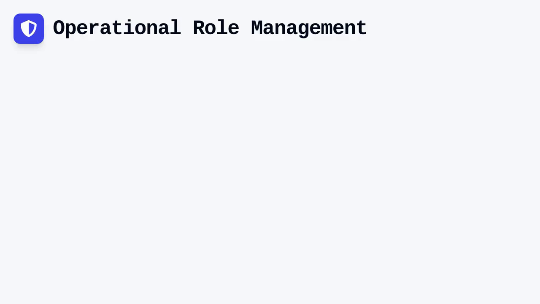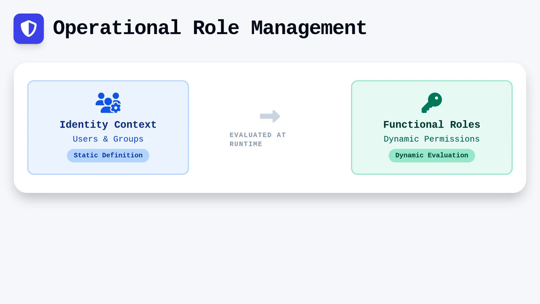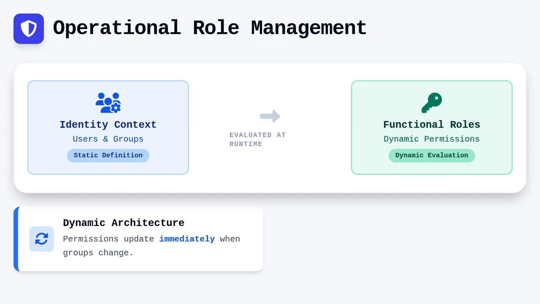Managing operational roles is distinct from user and group management because roles are dynamic entities evaluated during request processing. While users and groups provide the identity context, roles encapsulate the functional permissions required to perform specific actions on server resources. You define these roles based on conditions, which often include checking the group membership of the authenticated principal. As you change a user's group, their effective permissions change immediately, reflecting the dynamic nature of our security architecture.